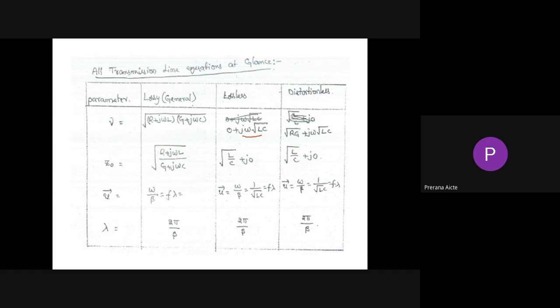Next, phase velocity u is equal to ω by β. Similarly, phase velocity for lossless is ω by β, where β is equal to ω into root LC, so ω cancels and it becomes 1 by root LC. Here also the same thing. Then wavelength λ is equal to 2π by β in the general expression, in the lossless case also 2π by β, and in the distortionless also 2π by β.